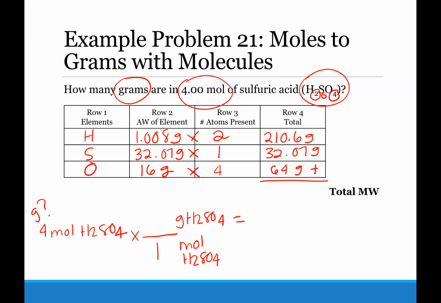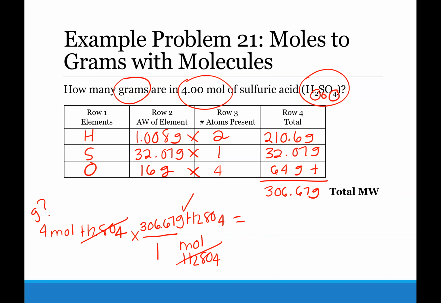So 2.016 grams plus 32.07 grams plus 64 grams is a total of 306.67 grams. Wait, rather: 2.016 plus 32.07 plus 64 is about 98.09 grams. And so that goes over here, 306.67 grams. So moles cancels and we're left in grams.